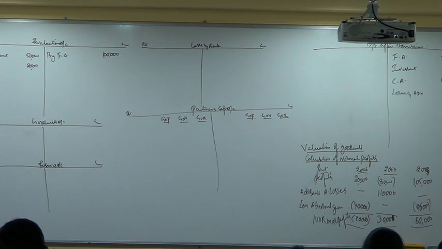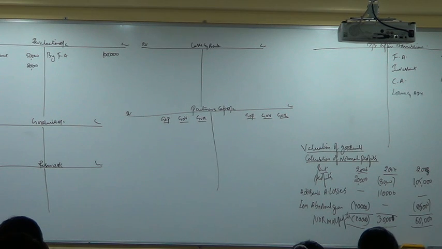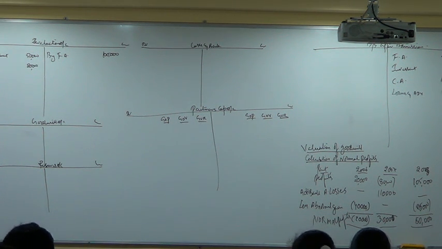Clear? Now write down an entry. Cash account debtor 24,000, to Gopal account, Govind account. Share the above amount in the ratio of 5:3. 15,000 and 9,000.